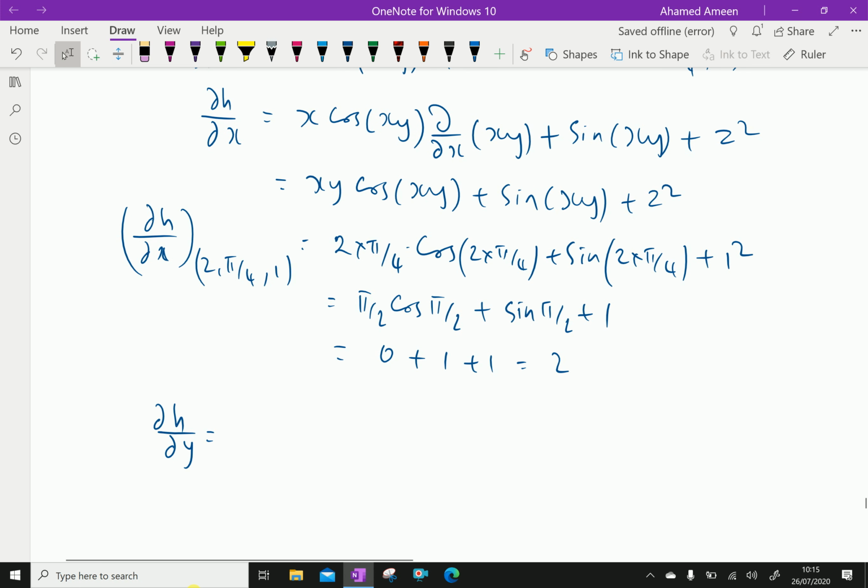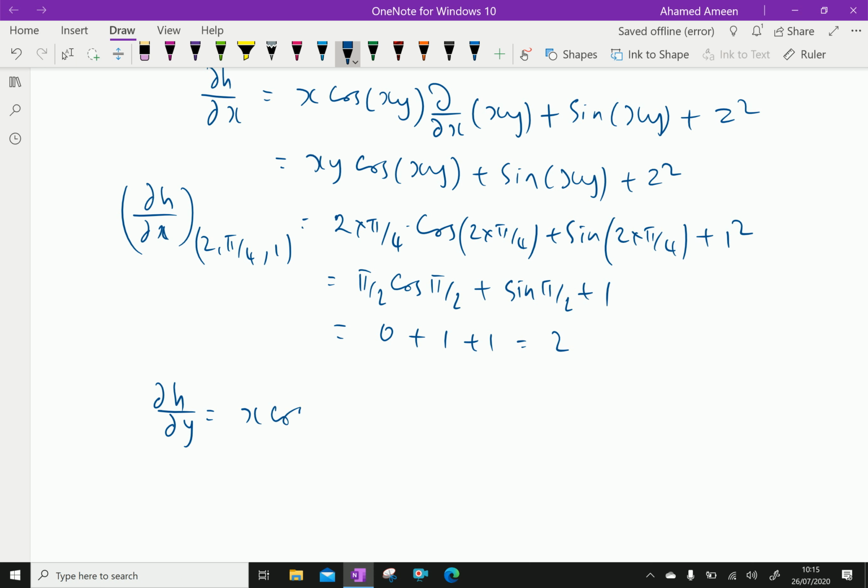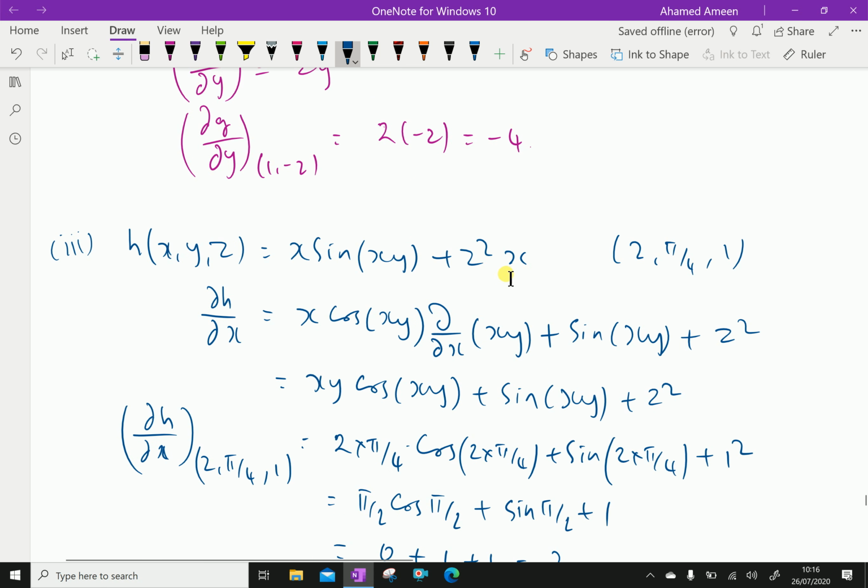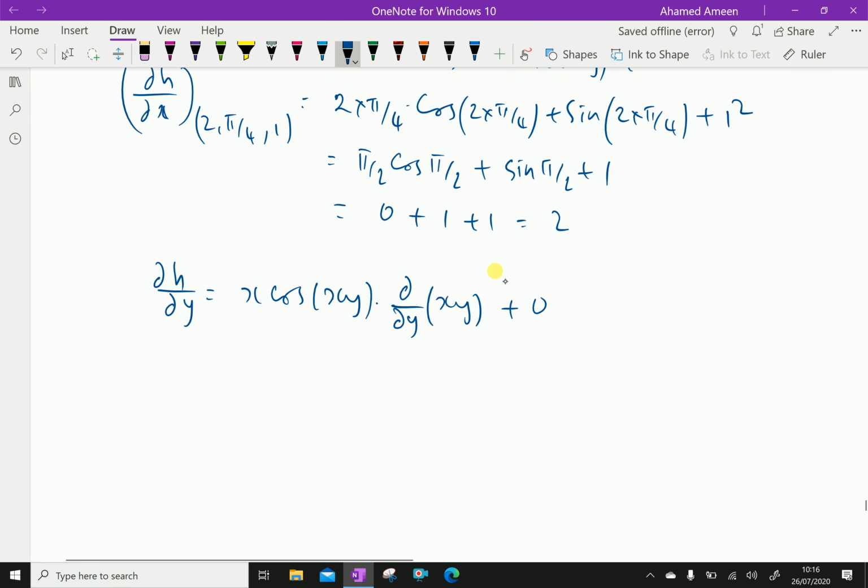So we get x cos(xy) times ∂/∂y of (xy), plus, here z²x is completely constant, there is no y, so plus 0. This is equal to x cos(xy) times the derivative of xy with respect to y, which is x. Here x is already there, so it becomes x².